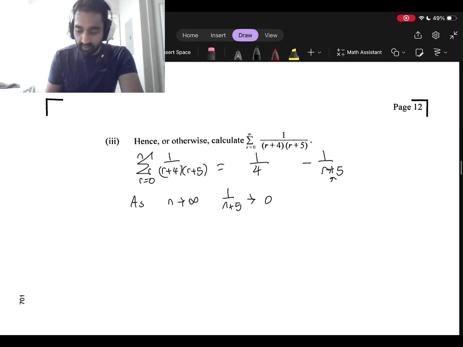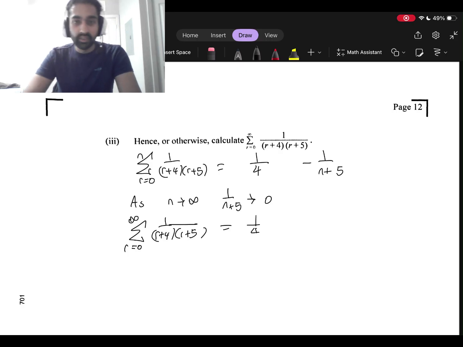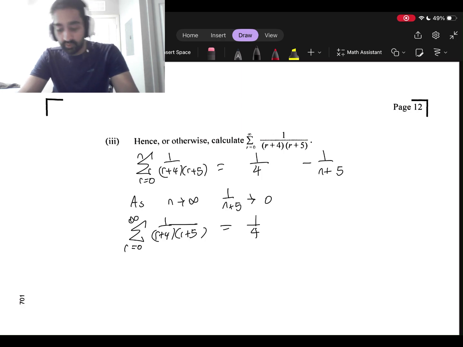So the actual sum will therefore be, that part just drops out. Sorry, let me just make sure. This is n plus 5 here. So yeah, that part will drop out and it'll just be 1 over 4. So sum r equals 0 to infinity, 1 over r plus 4 times r plus 5 is just equal to 1 over 4. Because a fraction with a real big denominator is basically just 0. And if it's just 0, well, then the answer will just be 1 quarter.